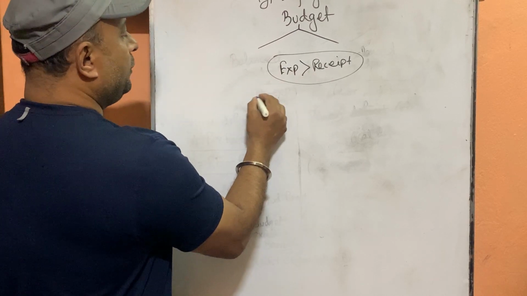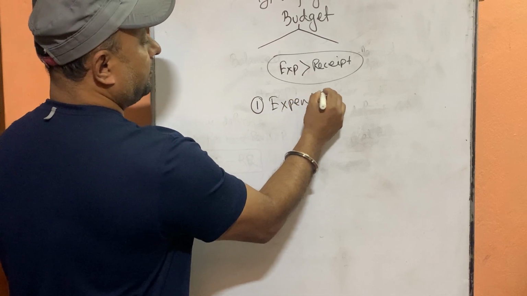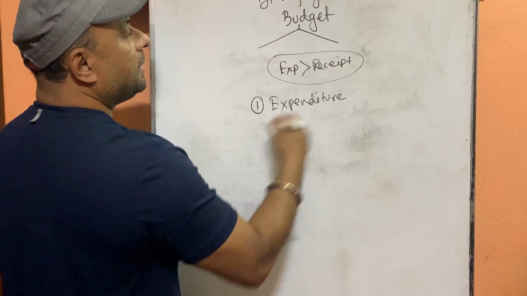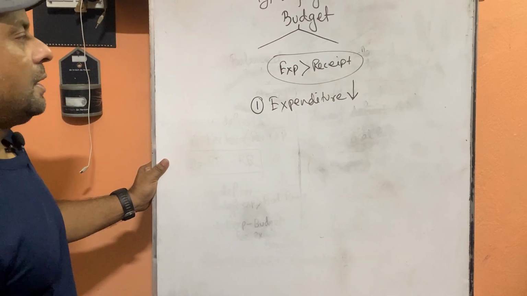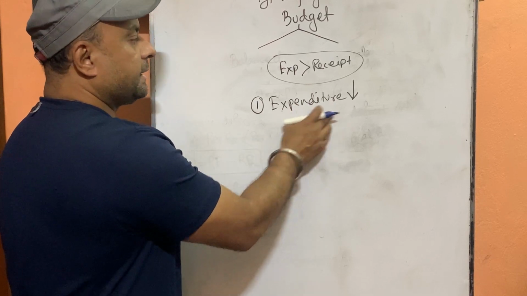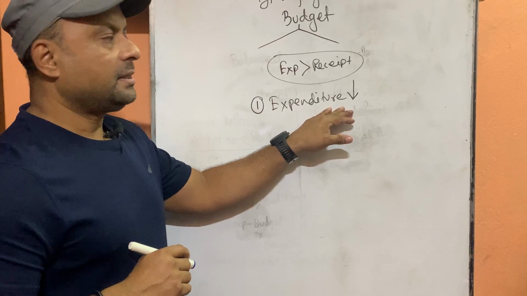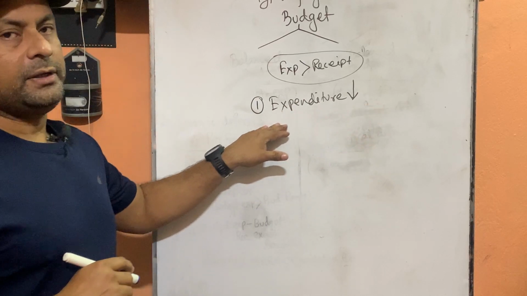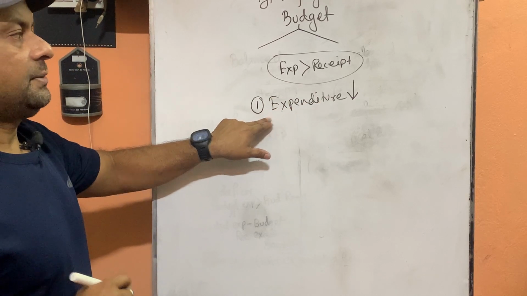First step, we have to reduce the expenditure. Somehow we have to reduce the expenditure of the government. How? If government does not spend on unproductive projects, government expenditure will fall. If government makes better planning and administration, then also government can reduce its expenditure. This is one way we can reduce the expenditure.